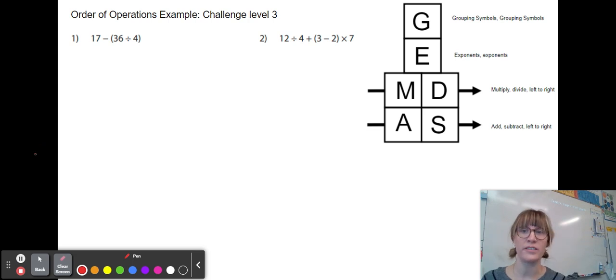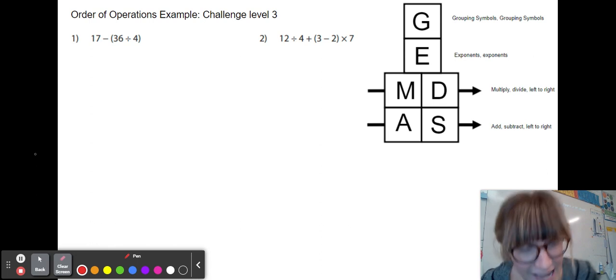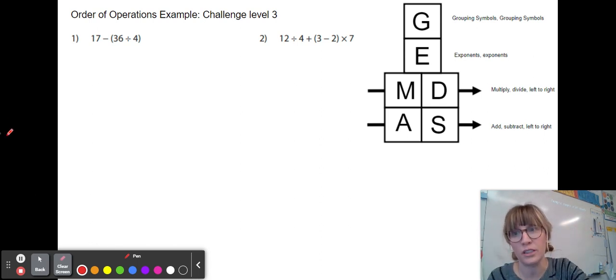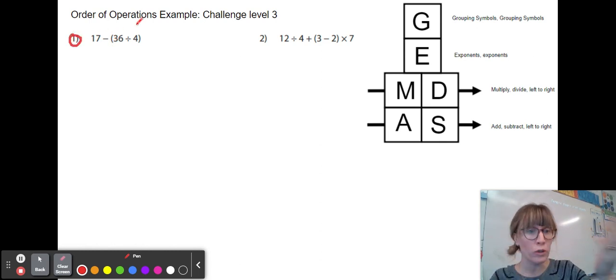So, order of operations, here we are at challenge level 3. The process is exactly the same in terms of the steps you use, so you kind of have the tune of the song perhaps in your head. Start with your grouping symbols, grouping symbols. If we start with number 1 here, we're going to look for any grouping symbols. Well, we have some.